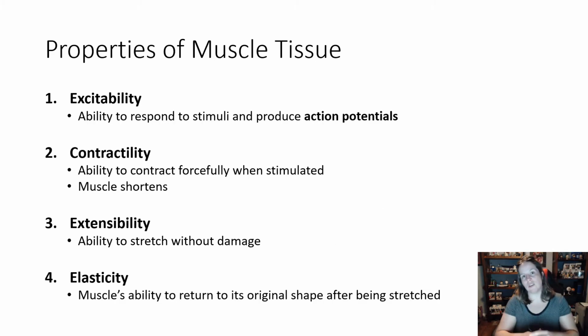Now, muscle tissue also has 4 basic properties to it. We have excitability, contractility, extensibility, and elasticity. So excitability, that means that it's able to respond to a stimulus, some sort of a change or a trigger, okay? And it can produce action potential.